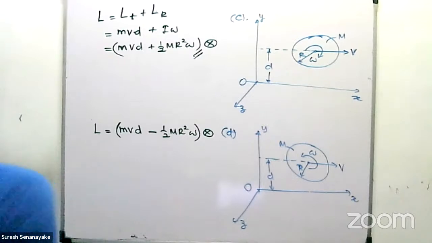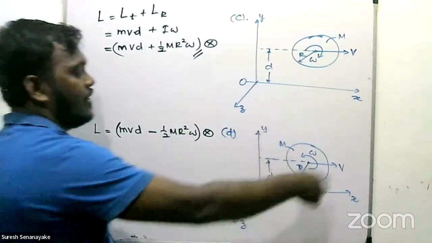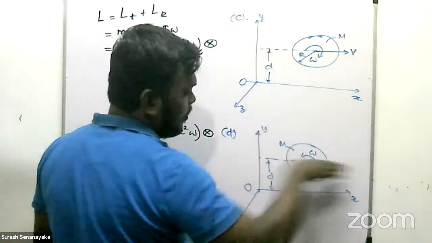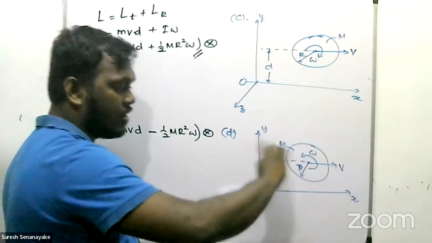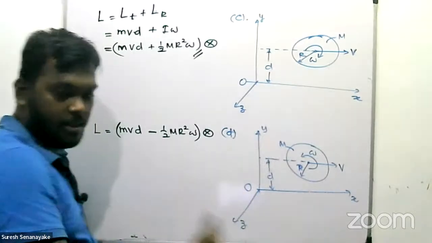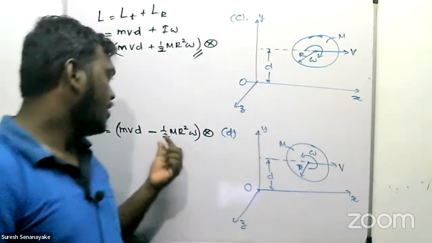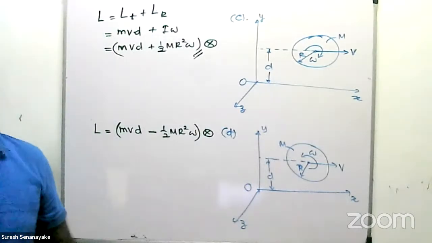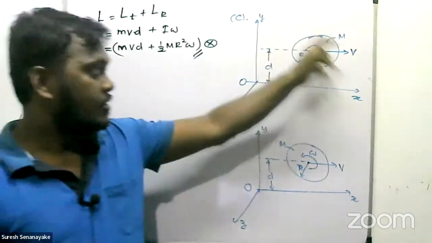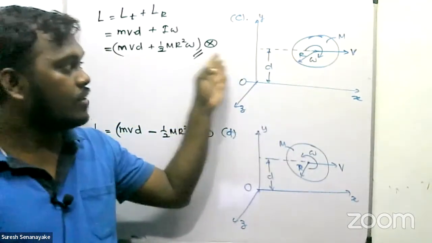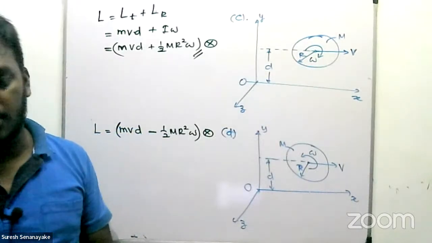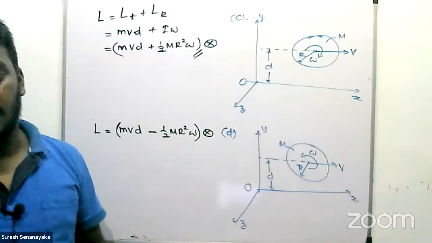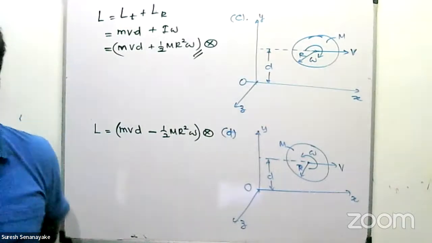I understand. Because this rotates in the anti-clockwise direction and it is moving due to its translational motion, it produces angular momentum in the clockwise direction. They are in different directions, so we need to put a negative sign there. But in this case, it moves clockwise and the translational motion also produces angular momentum in the clockwise direction. So both are in the same direction, and they add together.